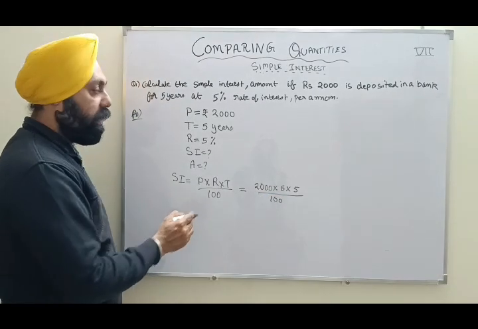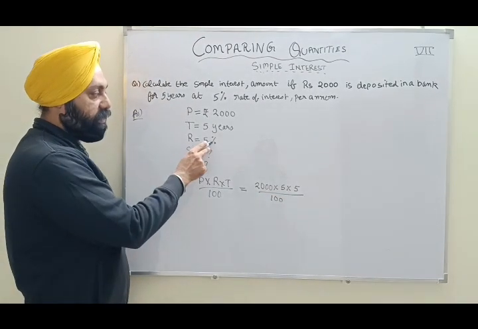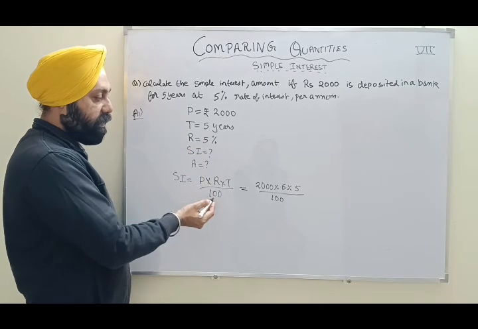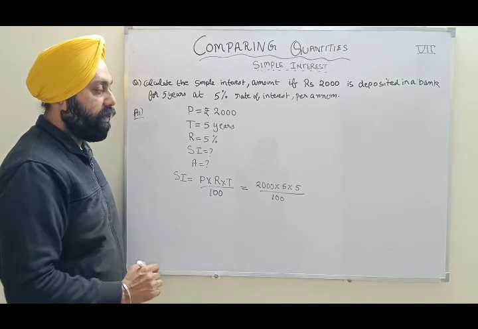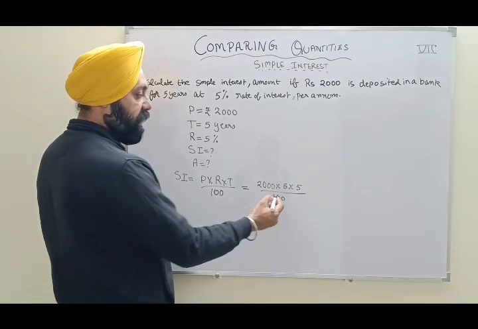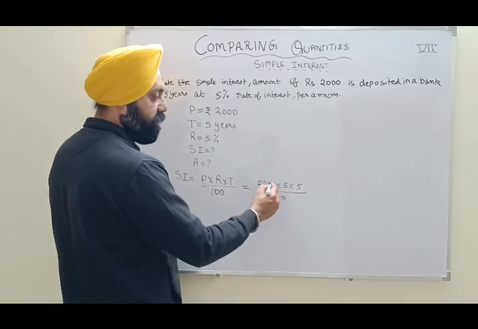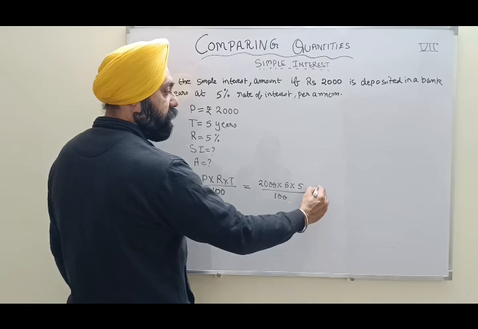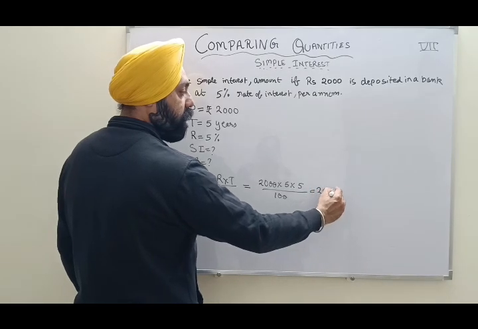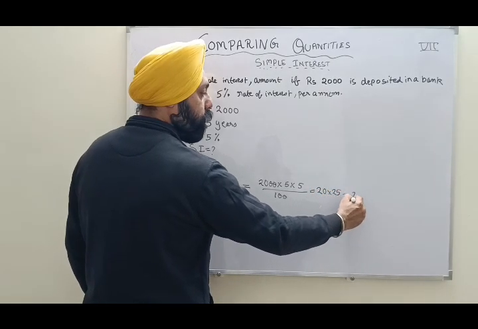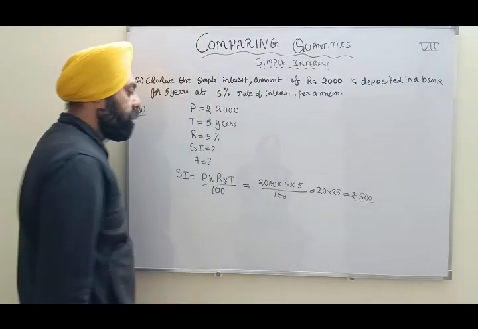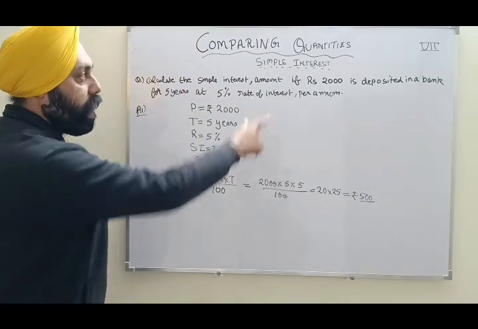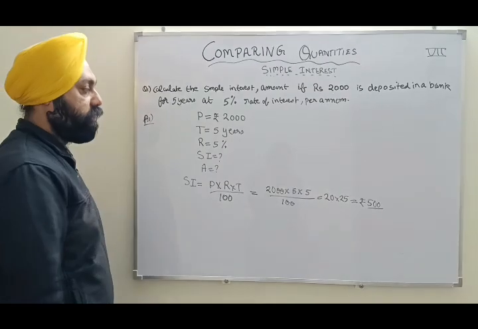Whenever you are writing rate, don't write this percentage sign, because this percentage sign is already taken care of by putting this 100 in the denominator. So just the simple calculation, these two zeros will get cancelled with these two zeros. So it is 20 into 25 will give rupees 500. So 500 is our simple interest for the principal of 2000 rupees.